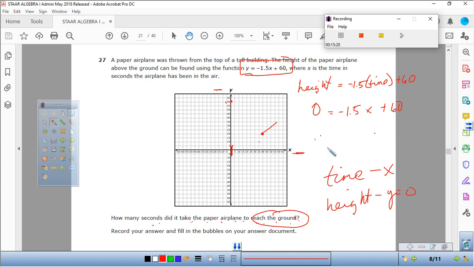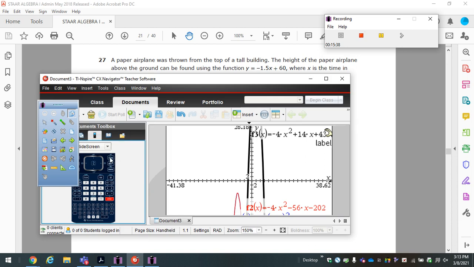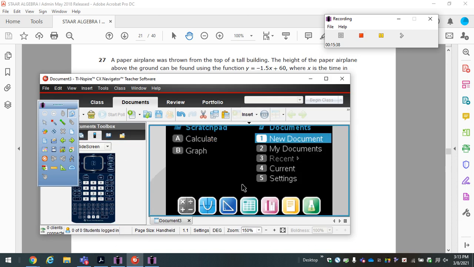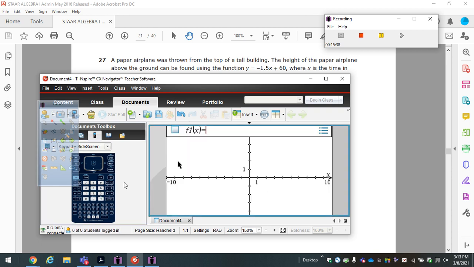Okay, so I'm going to tell you this much. There's several ways of doing this. If you understand that, there is that. You can also do the calculator and graph this. So calculator, negative 1.5x plus 60. I'm going to come in here, turn it on, new document. Now I'm going to go to 1, 2, graph. It's a negative 1.5x plus 60. Graph it.